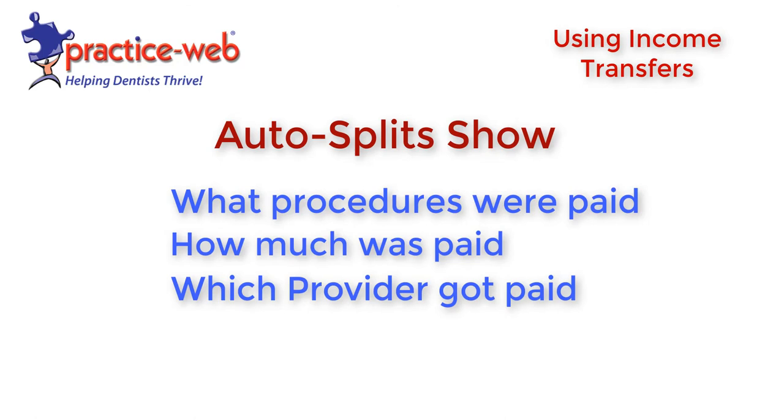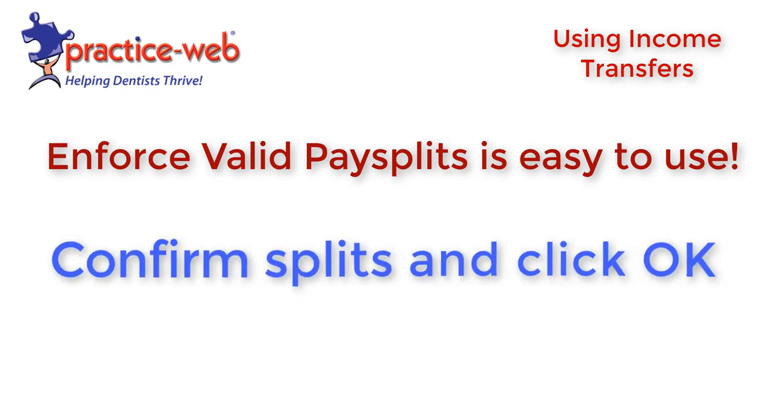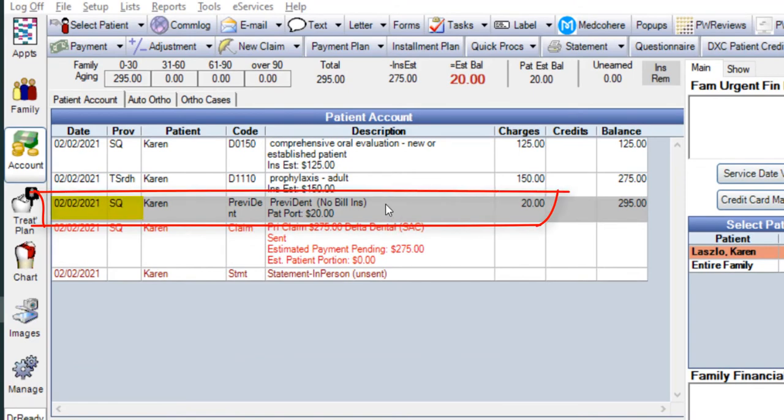Using the auto split feature, the software auto proposes payment splits based on the most outstanding charges on procedures and the corresponding attached treating provider. All you need to do is confirm and use the auto proposed payment splits. Using auto splits is easy. We'll use this with the Prevident procedure we have here for $20.